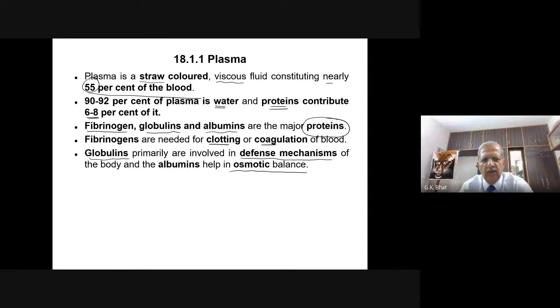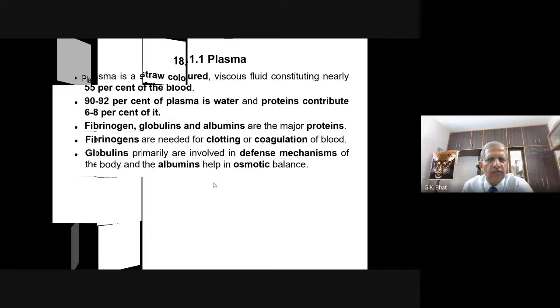Fibrinogen is going to form fibrin threads whenever you get a wound. Fibrinogens are needed for clotting of the blood or coagulation of the blood. Immunoglobulins or globulins are involved in the defense mechanism, and albumins are concerned with the osmotic balance. Is it that these are the only things that will be present in plasma? Answer is no.